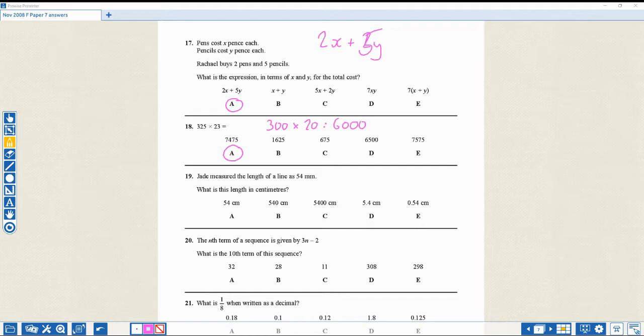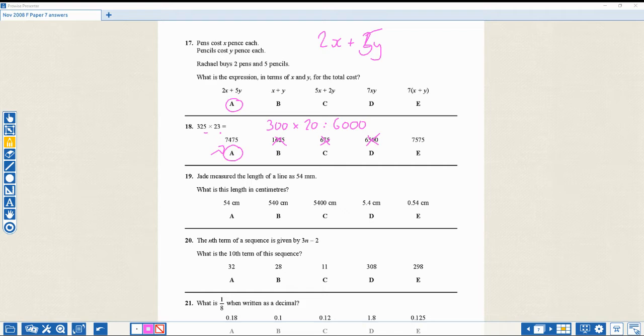Okay? So we know it can't be 1, that's too small, 6,7,5. That one's too small as well. We know 5 times 3 is 15, so it has to end in a 5. So that rules that one out. So you've only got 2 options left. And then if you do your column method or your grid method, you should be able to work out it's 7,475.